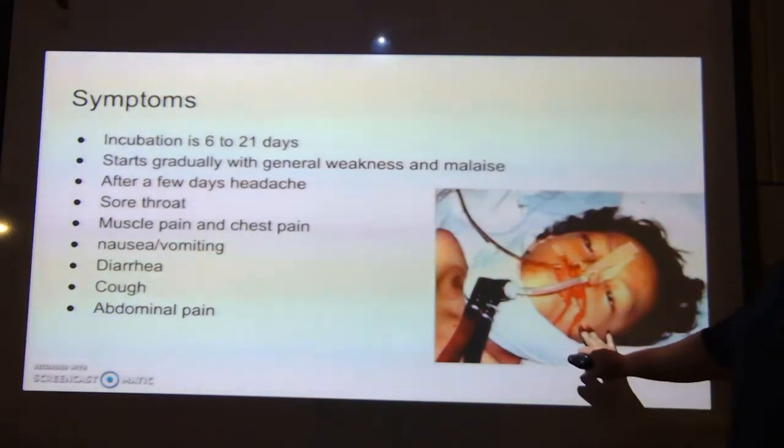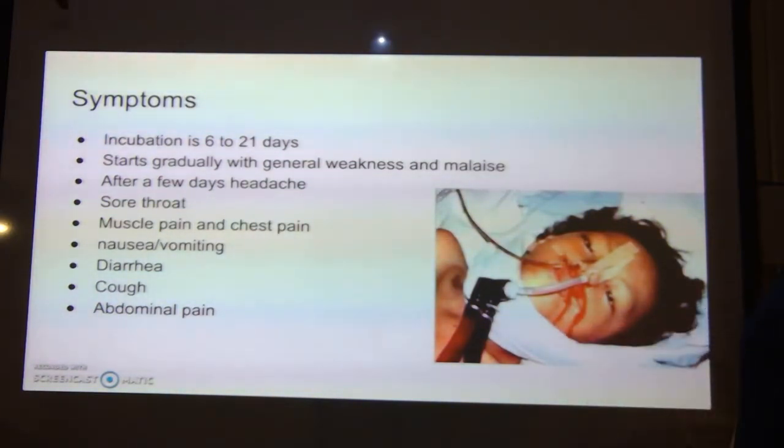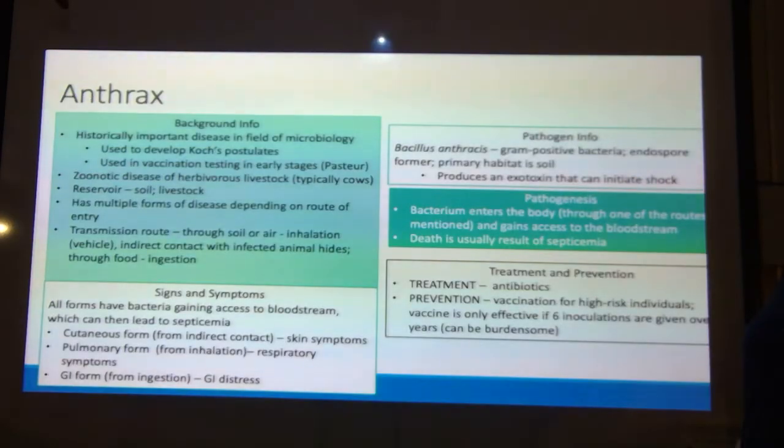Even in this picture, you can see this kid is bleeding from his mouth and his nose. There is nothing that they can do for Ebola except try to make you comfortable. And it is anthrax.